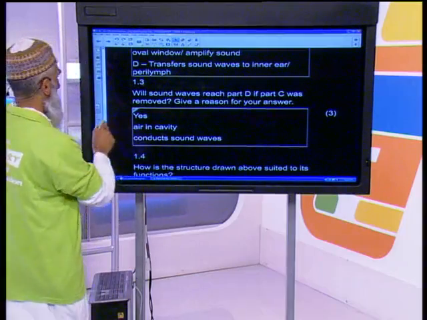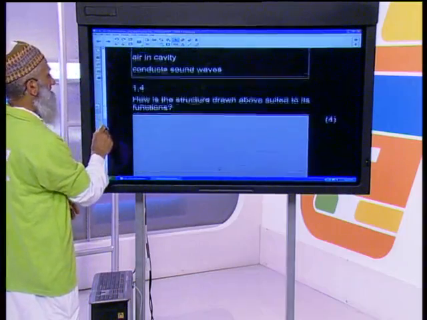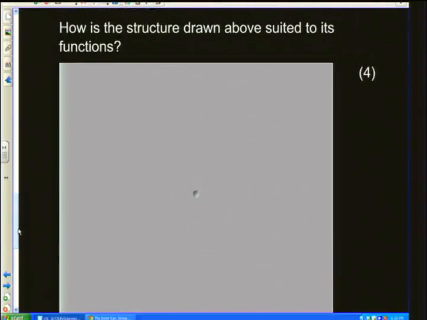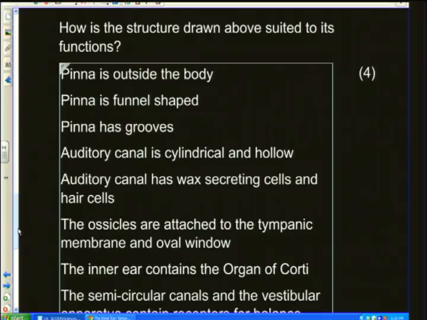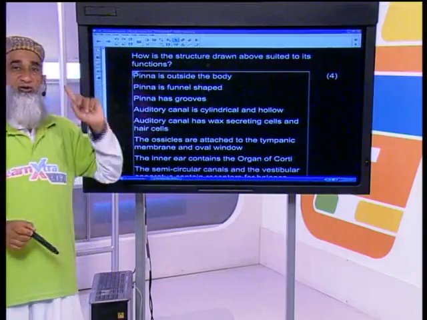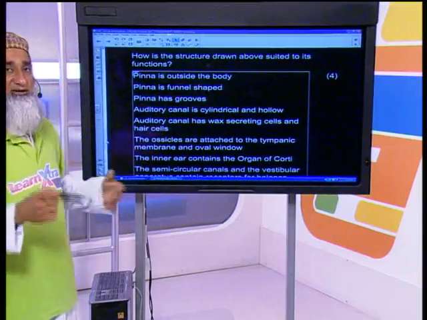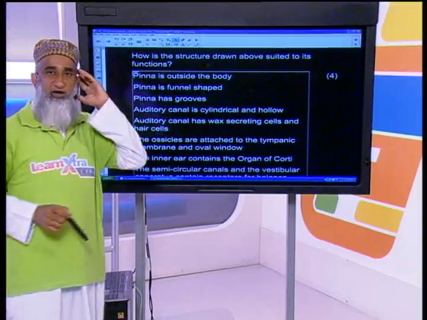So therefore, it won't be there, because the air cavity will conduct sound waves. How is the structure drawn above suited to its functions? In other words, this ear, how is it suited for its functions? We're only discussing a few. First of all, the pinna is outside. Notice it just said how. It did not say explain how. And therefore, we don't go into details. But if they said explain, the pinna is outside the body.